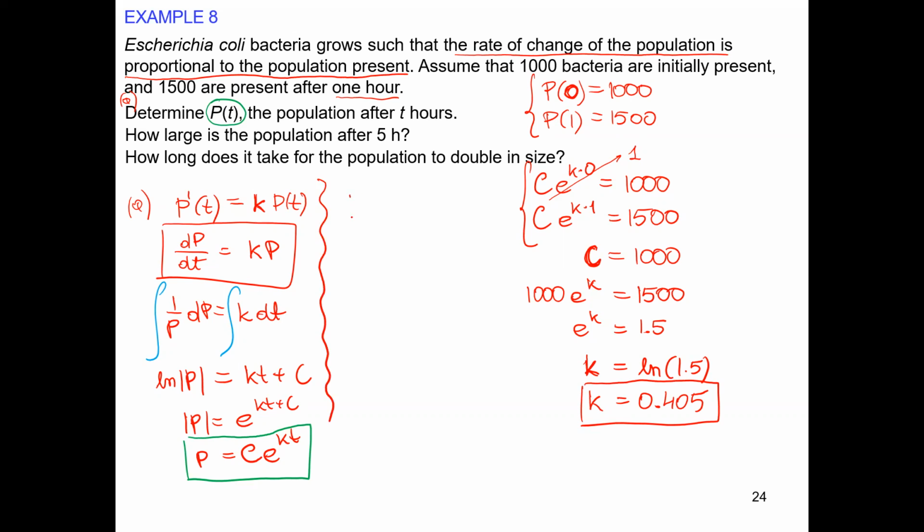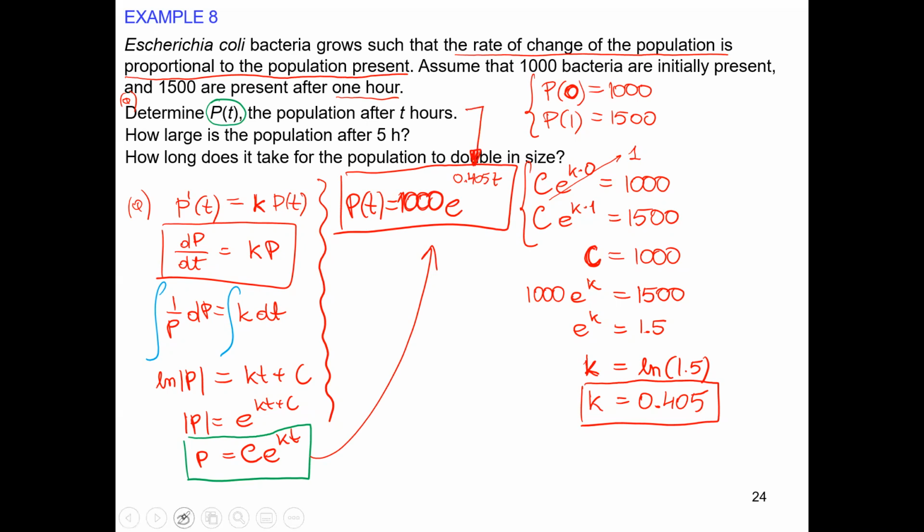I can write a function p of t equals the constant, which is the initial amount, times e to the power of 0.405t. This is the function. Yeah, I just copy this function with the information c and the constant of proportionality. Okay, we have our function. That's our function. Okay, let's actually finish what we have to finish.